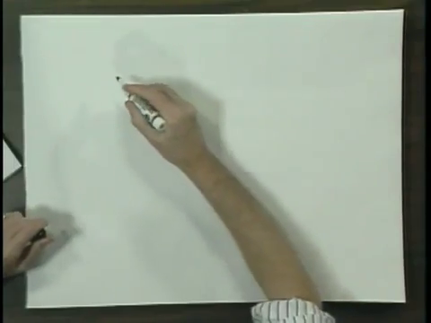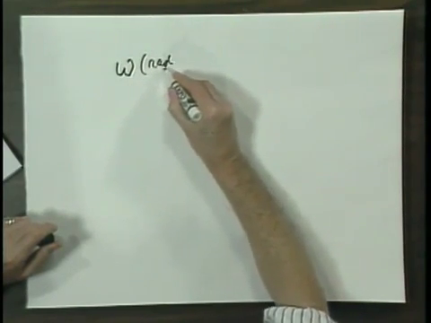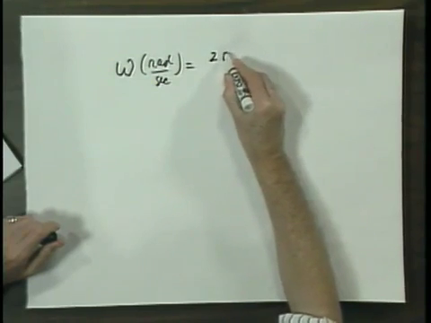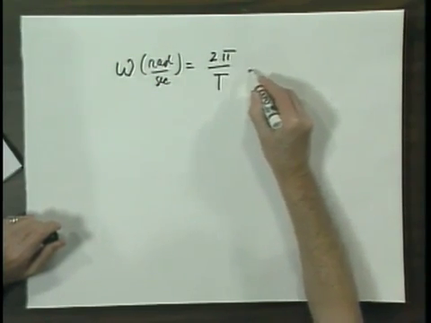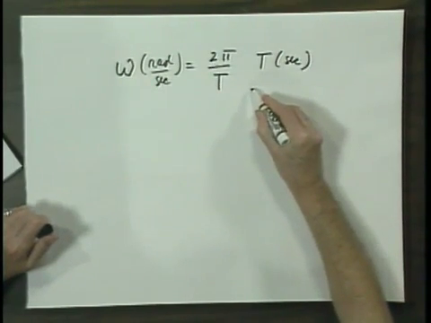Whenever we deal with a simple harmonic oscillator, we have a unique angular frequency, omega, and a unique period of the oscillation, which we normally call capital T. So omega, which is in radians per second, equals 2 pi divided by the period T. And T is in seconds.